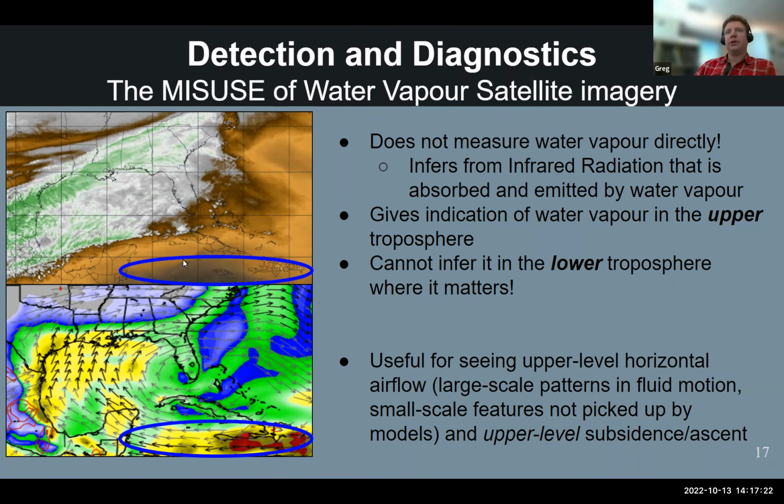So this is an example on the left side here. This is water vapor imagery showing water vapor in the upper troposphere over the Southwest US, but basically nothing down here over the Caribbean. And in model world here, you can see that basically the strongest water vapor transport in this region is occurring over the Caribbean, where it's just showing dry air at the upper levels. So water vapor satellite imagery is useful for looking at upper level horizontal airflow, large scale patterns in fluid motion, even small scale features that might not be picked up by the models. And you can get some indication of upper level subsidence and descent.